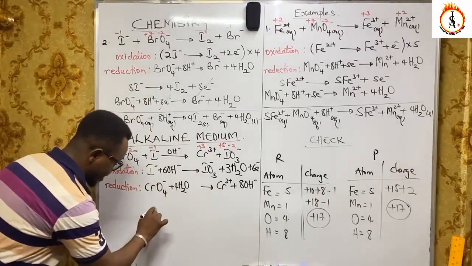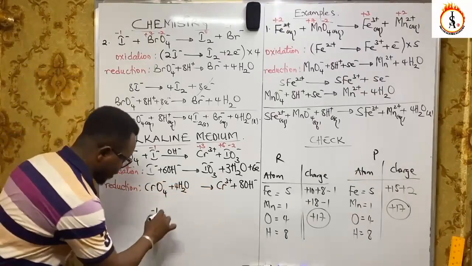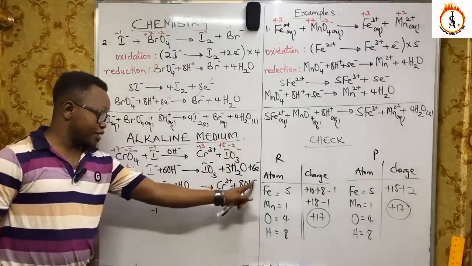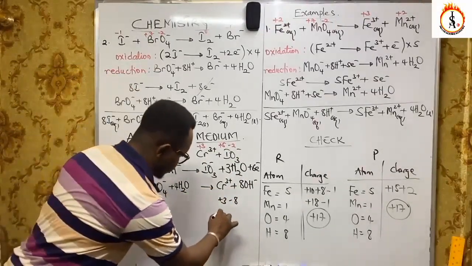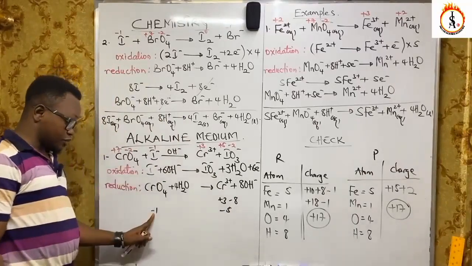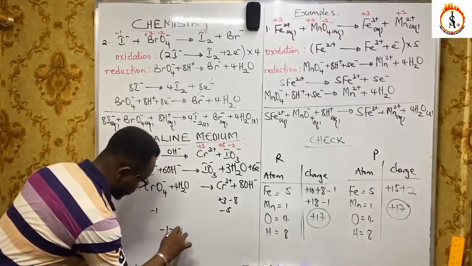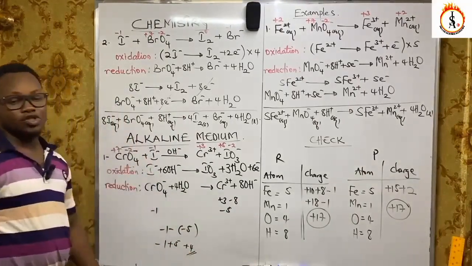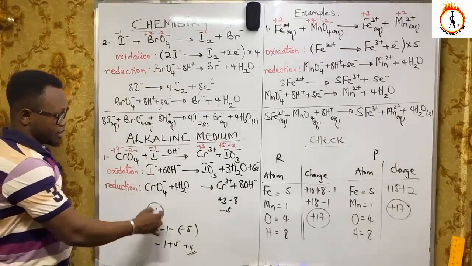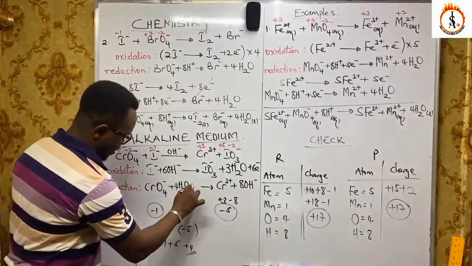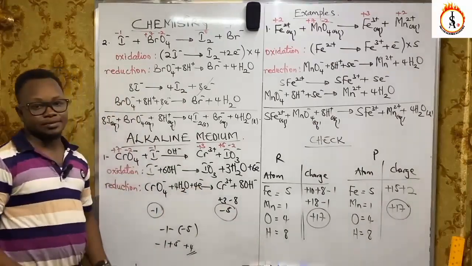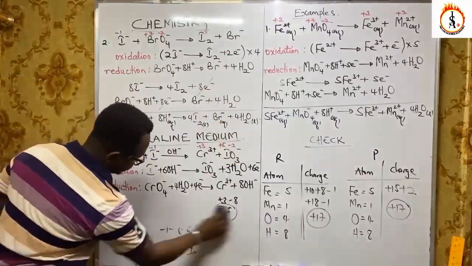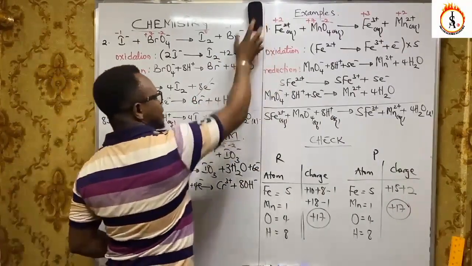The charge we have here is negative 1. And the charge we have here is positive 3, and then we have negative 8, because minus 1 multiplied by 8. So this and this will give us a total of negative 5. The difference between minus 1 and minus 5 is plus 4. So we add 4 electrons to the side of the highest charge. Minus 1 is higher than minus 5, so we add 4 electrons to this side. By adding this, the entire equation becomes balanced in terms of atoms and charges.